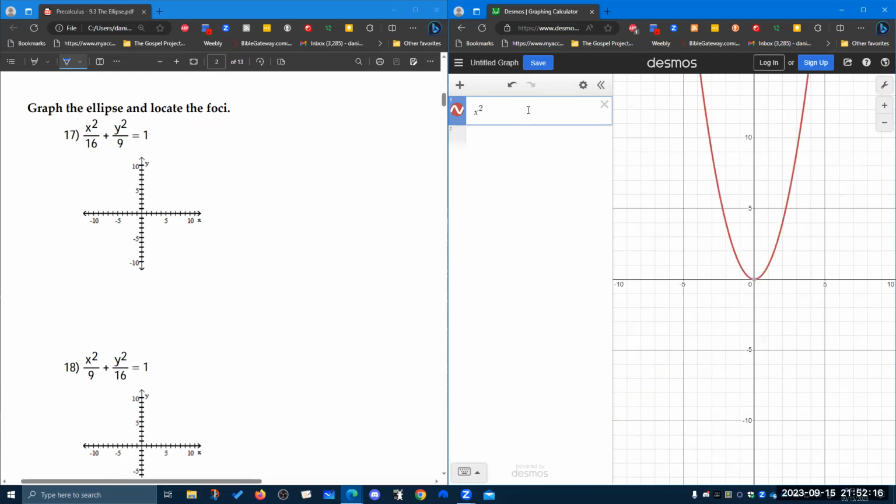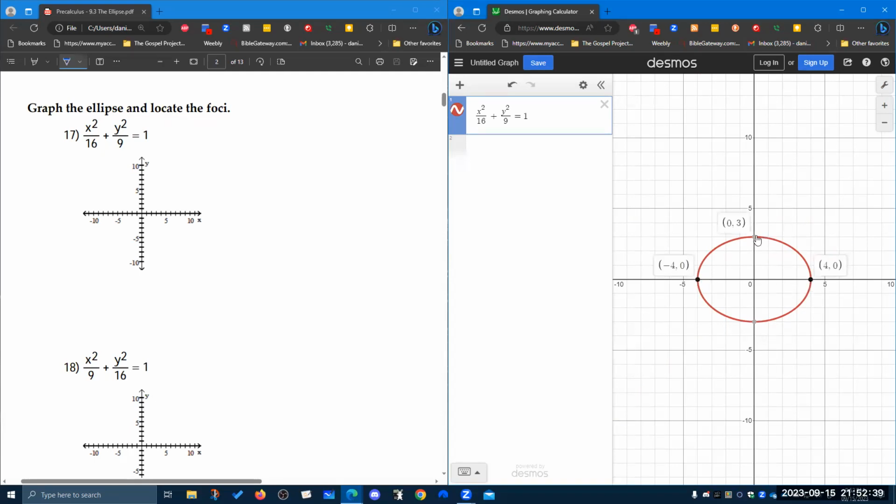So x squared divided by 16 plus y squared divided by 9 is equal to 1. And it wants us to find the foci. So I'll just get the points here that are important. We see that we're going -4 and 4 along the major axis and 3 and -3 along the minor axis. I want to plot those points here: 3, -3, 4, -4, and it's not quite a circle. It's stretched out a little bit in the x direction.